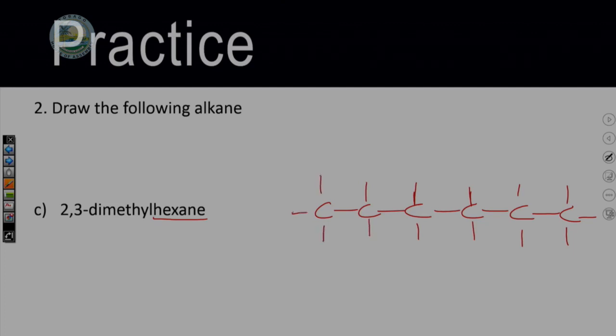All right, and we're looking at the branches. Dimethyl, so we have 2 methyl branches. All right, and they are on the 2nd and the 3rd carbon. So we have a methyl here, and we have a methyl here. And that's it. Compound is done. Make sure, of course, you put in your hydrogens. Very important.